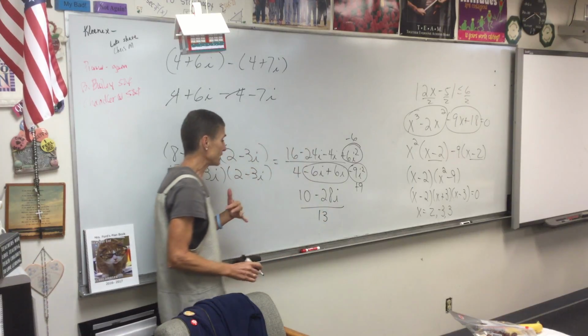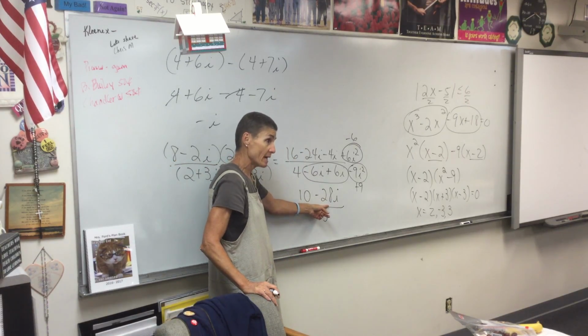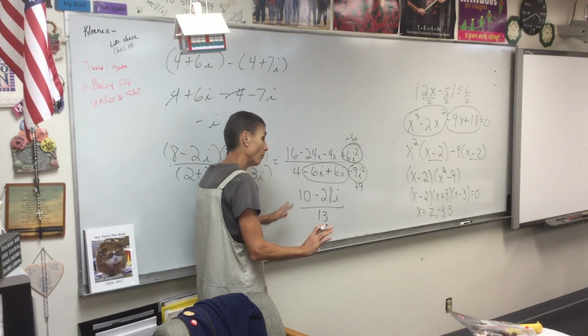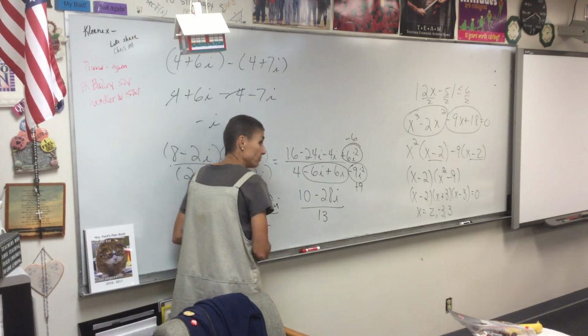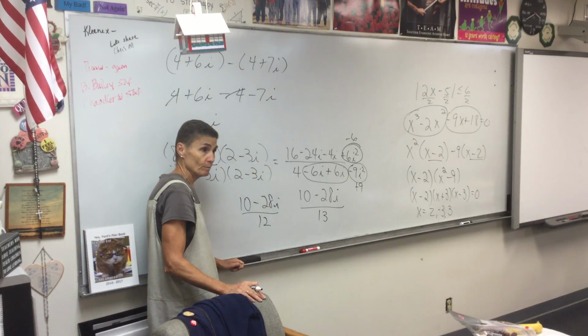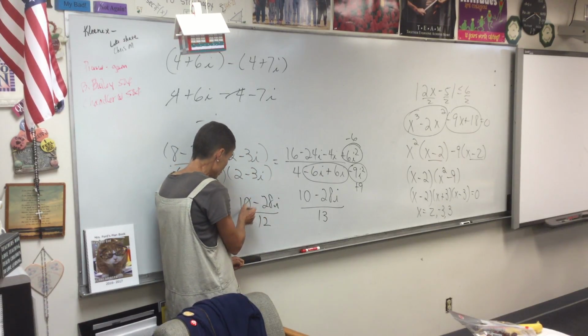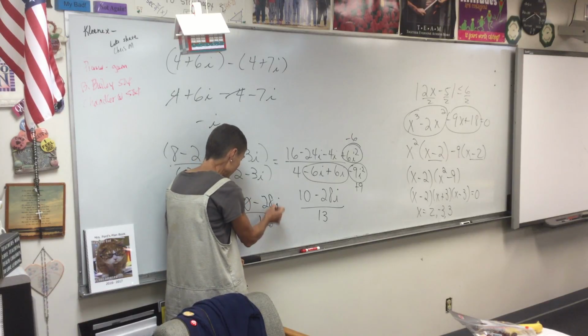13. Now, I started to get excited when I saw a 10 and a 28, because I thought, oh boy, if my denominator would come out to be something like a 12, then what could I do? Cancel everything. I could cancel a 2 out of everything, right?